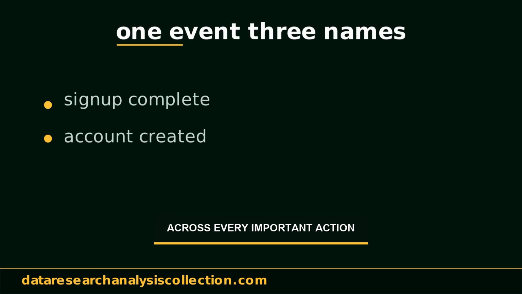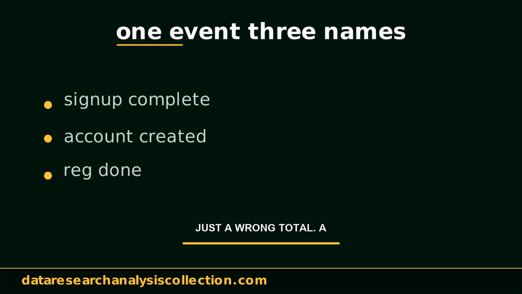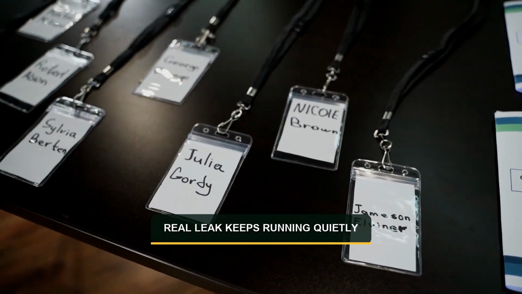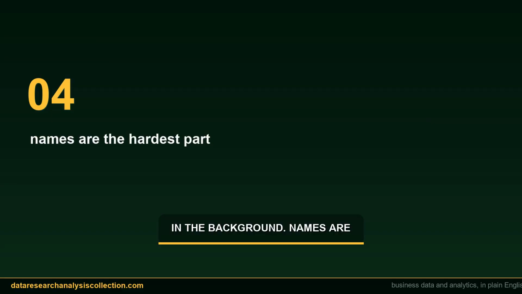Multiply that across every important action, and your analytics slowly turns into a room full of mislabeled boxes. And the damage is not just a wrong total. A funnel built on those split names shows people vanishing at a step they never actually reached. So you go and fix a problem that does not exist while the real leak keeps running quietly in the background.